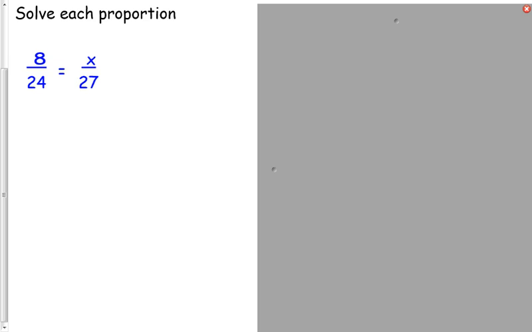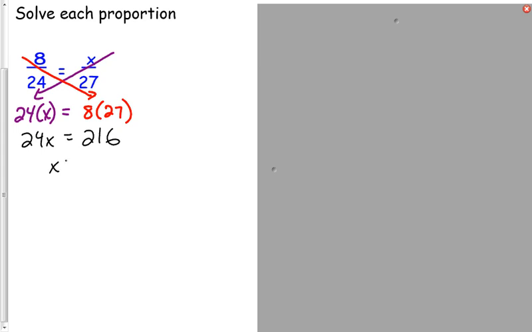What we will do is multiply the top of one side by the denominator on the other. And then we will go about solving and simplifying. We're going to divide both sides by 24, and we get that x equals 9. Now, one thing you could have done is reduce this to be 1/3, and when you multiply, you have 3x equals 27, and x still equals 9.